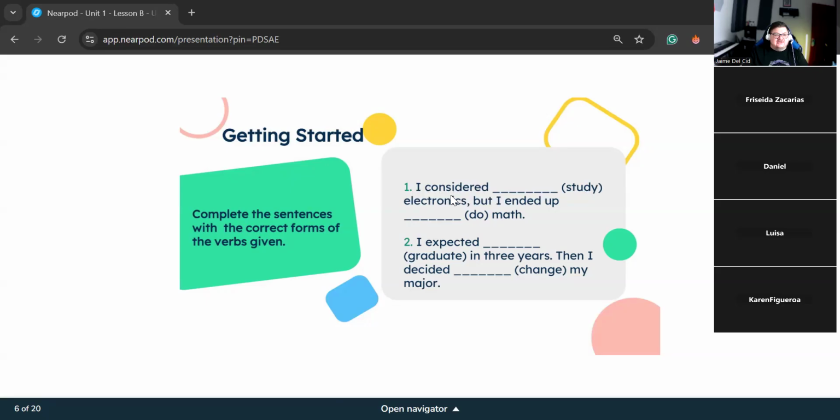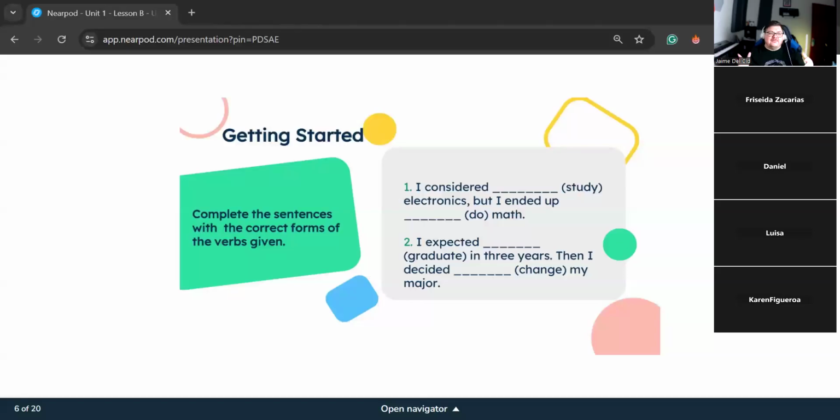The word study. Okay. How can I make this work? Do I just put the word study? I considered study electronics, or I considered studying electronics, or I considered to study electronics. I mean, what's the right one? That's what I want you to do, and I want you to try. And of course, we're going to talk about the correct options. But for now, I want you just to experiment a bit on the conjugation of these verbs.